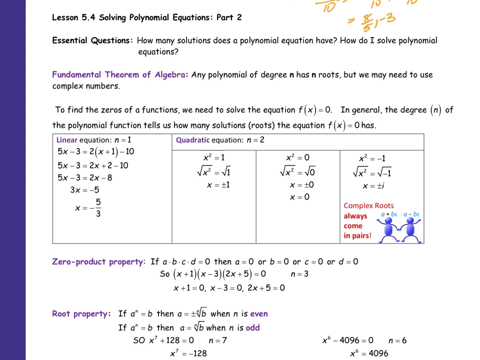So it can have 2 imaginary roots if the vertex is above the x-axis and it's opening up. It can have 1 if it's sitting on there. It technically has 2 at 0. It's a multiplicity. We're going to talk about that next time. Or it can have 2 real roots. Okay, and that's the same with polynomials.